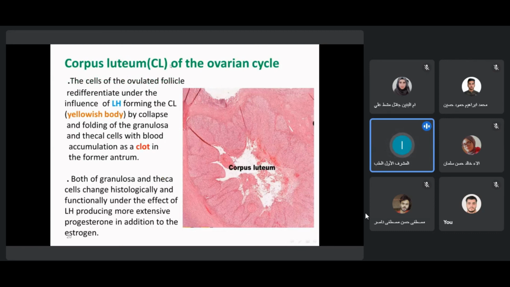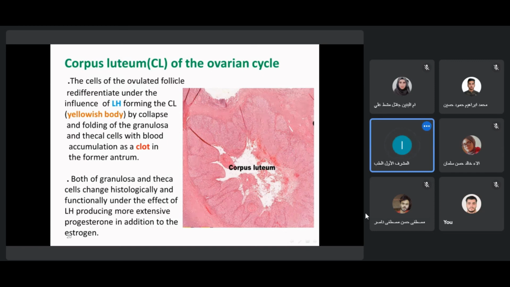After the release of the oocyte from the mature follicle, there will be a remaining cavity. The oocyte is released along with the surrounding granulosa cells, which we called the corona radiata, and the fluid from the surrounding cavity. The remaining cavity of the follicle, lined by granulosa cells, will change into what is called the corpus luteum of the ovarian cycle or of the menstrual cycle.